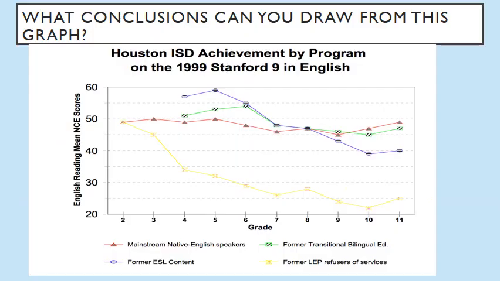Another study was in the Houston ISD. It kind of reiterates what we just talked about. But if you look, the red line was just the native English speakers. So these were the non-minority language speakers. These were just the students whose only language was English, and that's what they grew up speaking at home. That was the red.